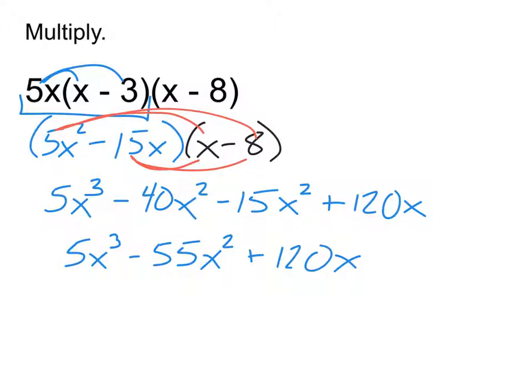Now, going back to the start of our problem here. I could also have started this problem by multiplying those two parentheses together and then taking that result and multiplying it by the 5x. It would have given me the exact same answer. So it doesn't matter which two you choose to multiply together at the start. Just pick two and multiply those.